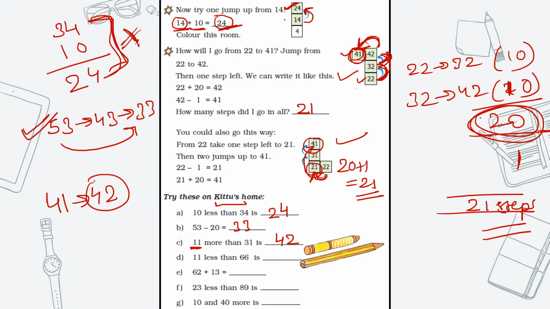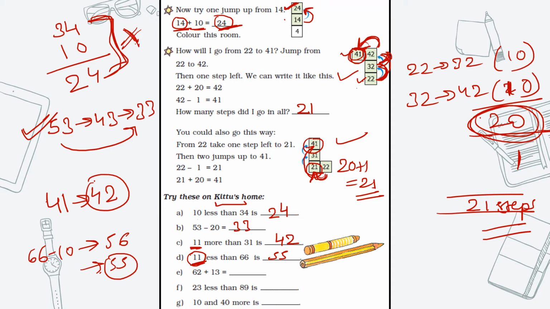Again, a similar one. 11 less than 66. What is 10 less than 66? 56, right? 66 minus 10 is 56. We know this much mental maths. We will subtract one more because we need to subtract 11. So we will have 55. Clear?